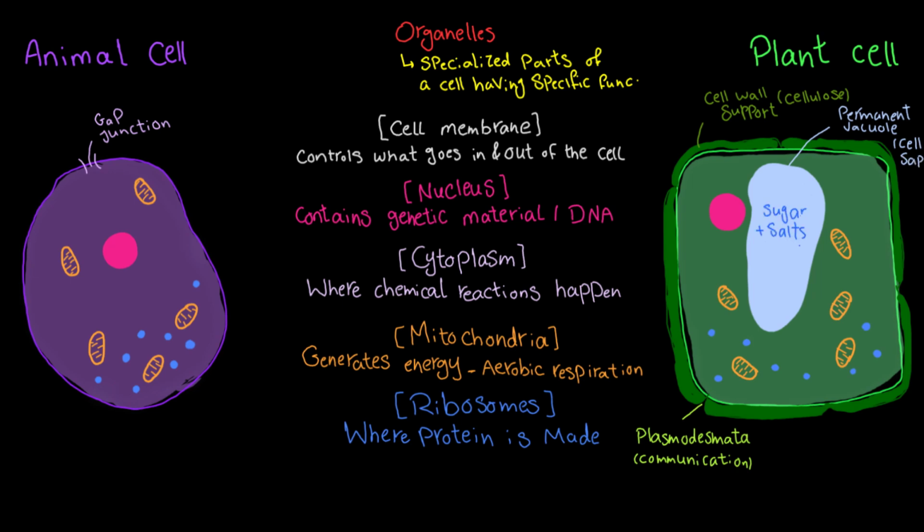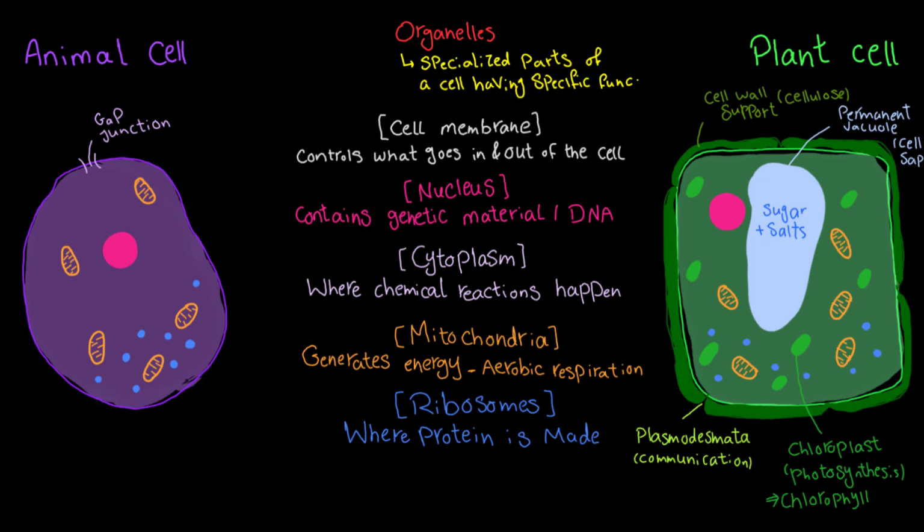Finally, they also have chloroplasts. This is where the important process of photosynthesis occurs, which makes food for the plant. The chloroplasts contain a green substance called chlorophyll, which absorbs the light needed for photosynthesis to occur and is also responsible for the green color of the plant.